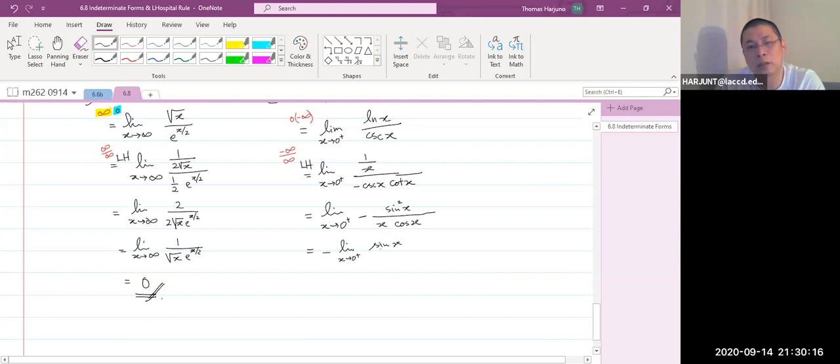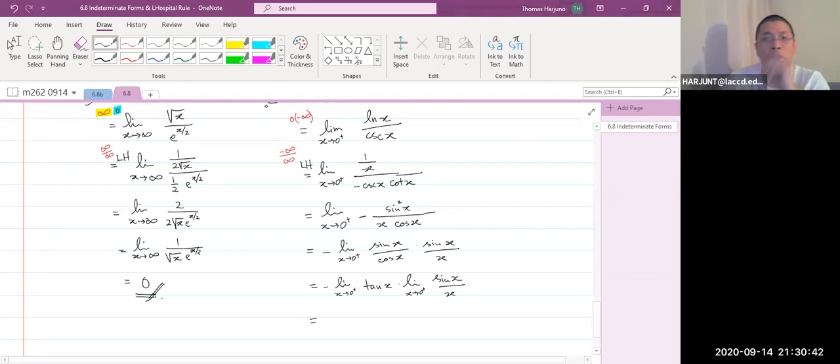This is sine x over cosine x times sine x over x. This is equal to negative limit x going to 0 positive of tangent x times limit x going to 0 positive of sine x over x. Now the thing is, from calculus 1, we know this guy is equal to 1. This guy is equal to 0. So the limit is 0.